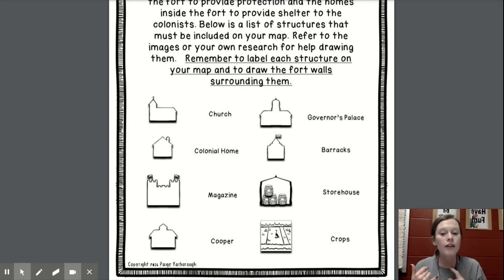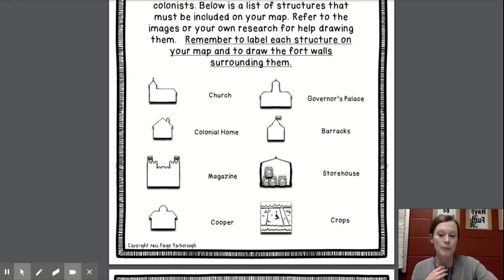Magazine. This is where they kept all of their weapons, all of their ammunition, all of anything that they would need to protect themselves. So you're going to need a magazine. Think about it like an armory. You're going to need a place where all of your weapons are kept so that not only can you defend yourself, but people can't steal them. Native Americans can't steal them. Colonists who are angry or disgruntled can't steal them. So you need a safe place to keep your weapons.